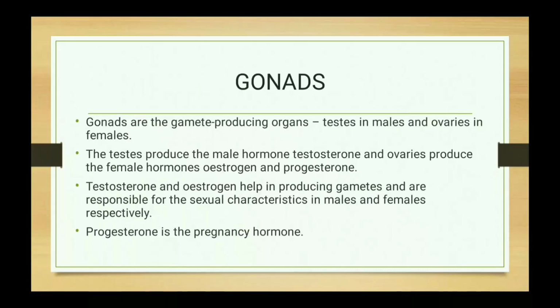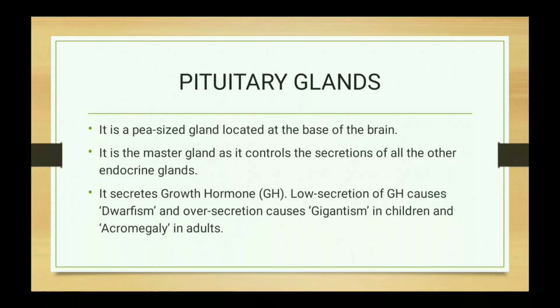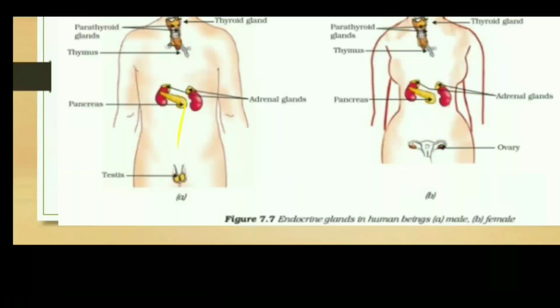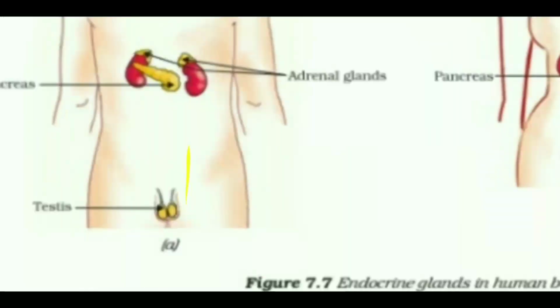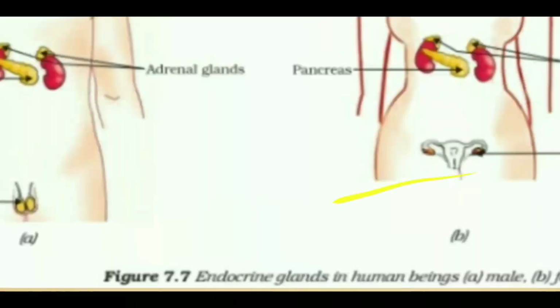Now next is gonads, which produce the gametes, that is the testes in males and the ovaries in females. Gonads are the gamete producing organs, testes in males and ovaries in females. Now here you can see in the diagram the gonads. Here the testes in males and here the ovaries in females.